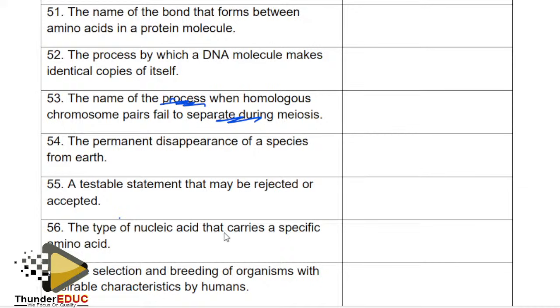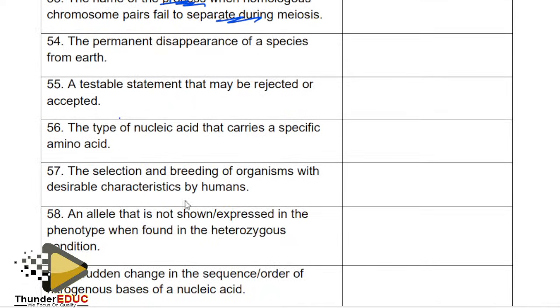The type of nucleic acid that carries amino acids, we call it transfer RNA. The selection and breeding of organisms with desirable characteristics by humans, we call it selective breeding. An allele that is not expressed in the phenotype when found in a heterozygous state, for example capital T small t, is a recessive allele.